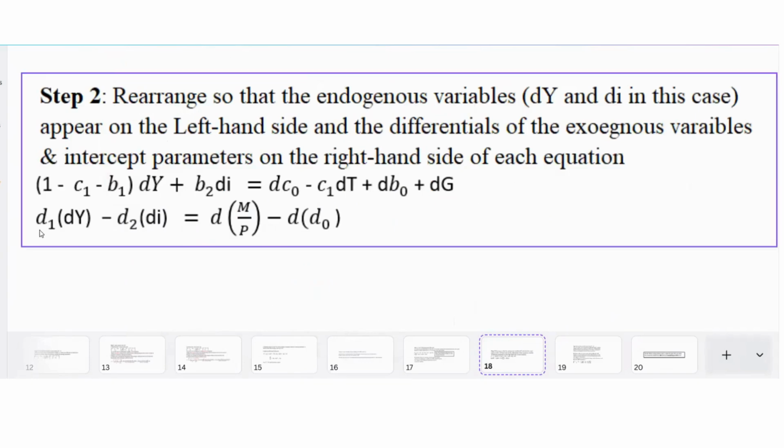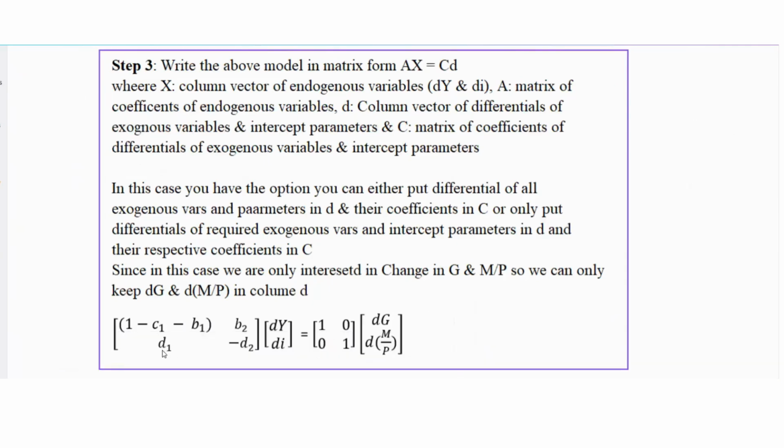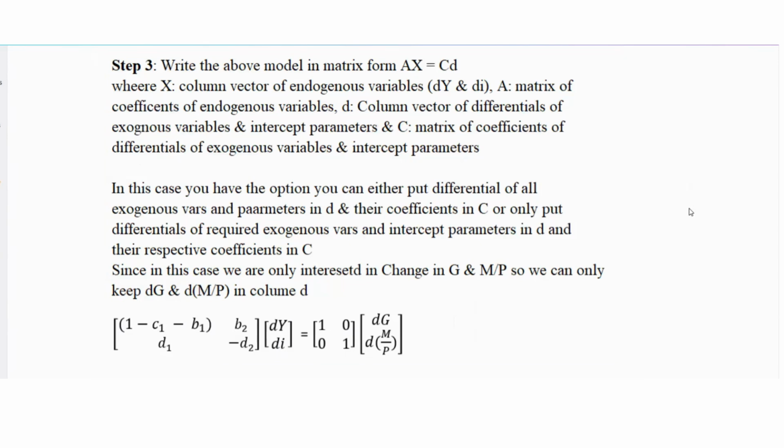In the second equation, notice the coefficient of dy is d1 and the coefficient of di is minus d2. So over here also we have written d1 as the coefficient of dy in the second equation and minus d2 as the coefficient of di in the second equation, right? So Ax is still the same. X is your column vector of endogenous variables, which in this case are dy and di, and A is the matrix of their coefficients. Now, instead of B, we have split B into C and D matrix, right?